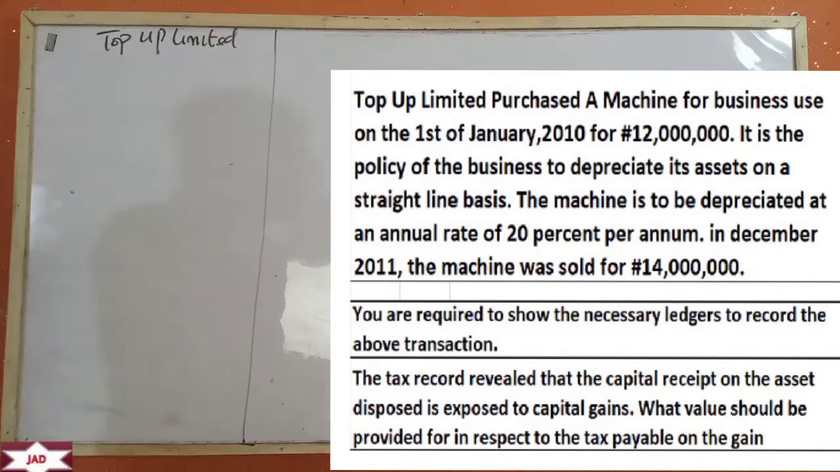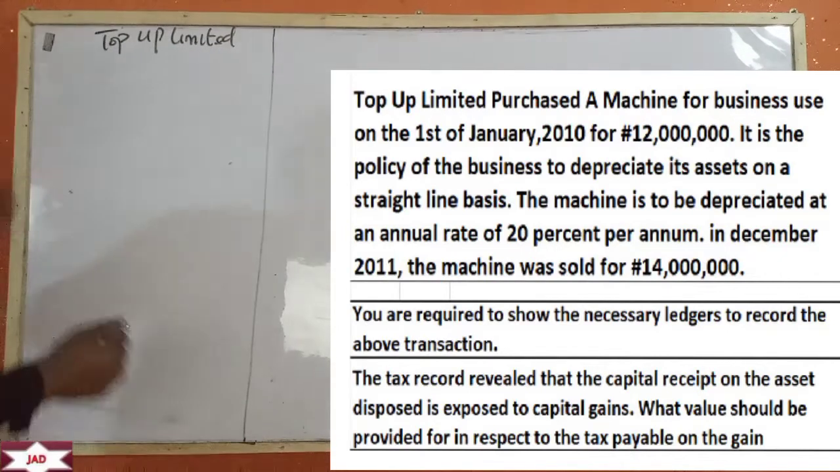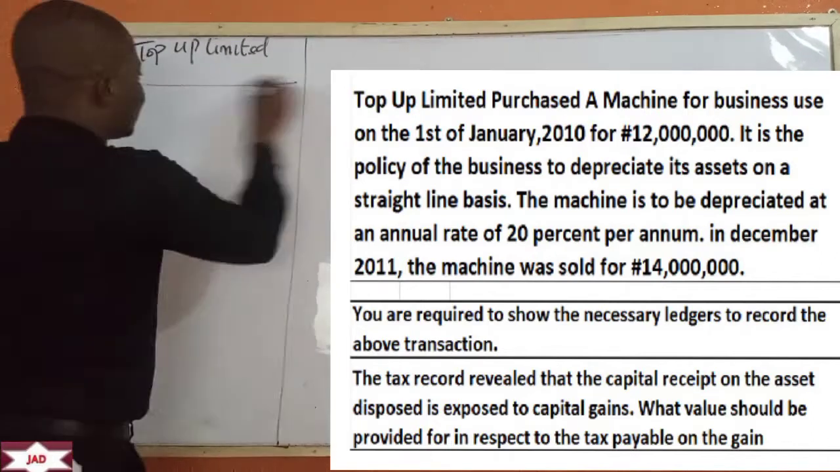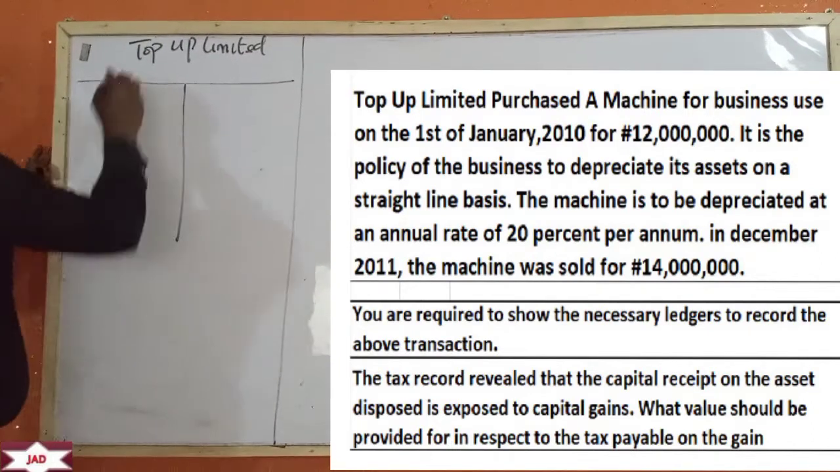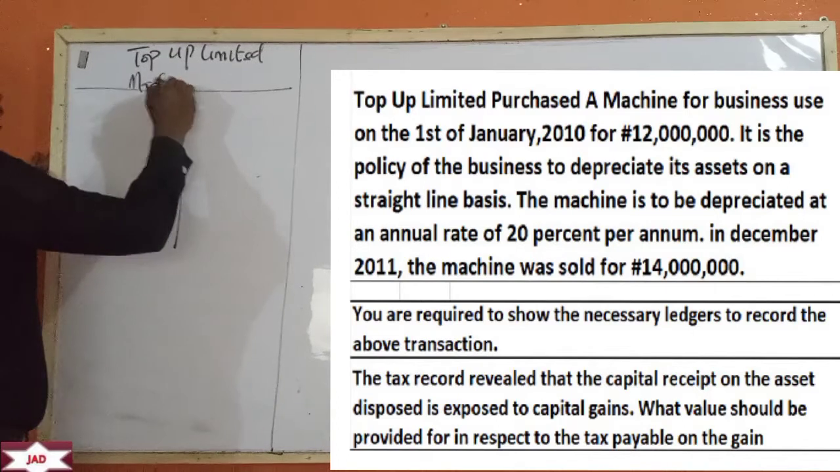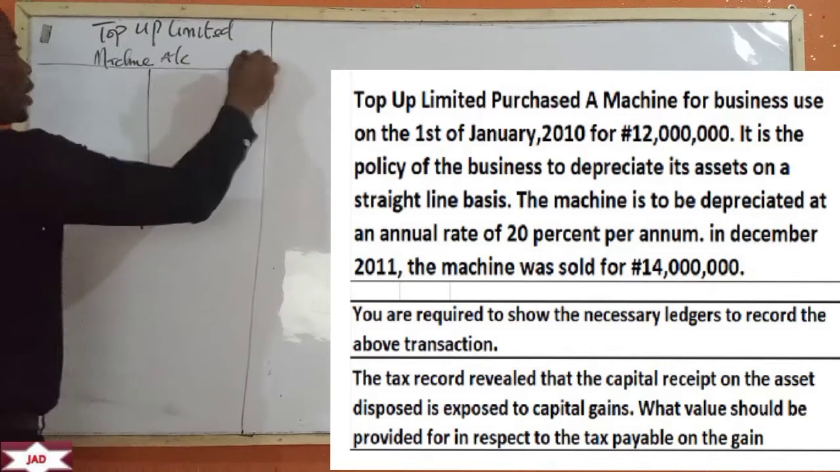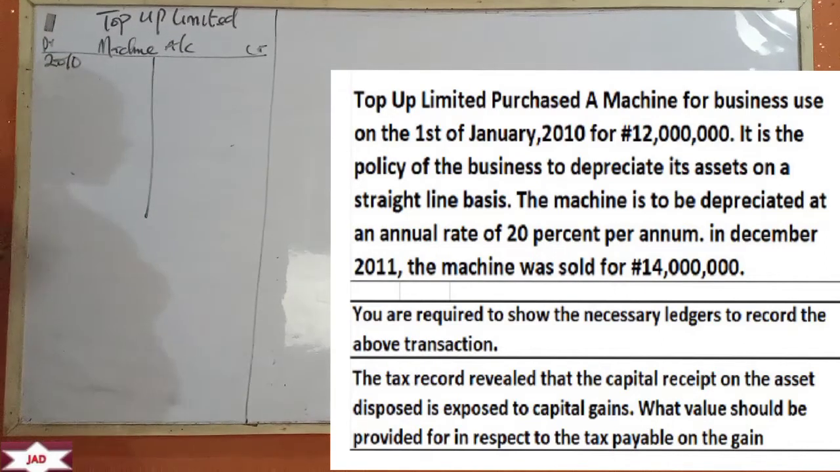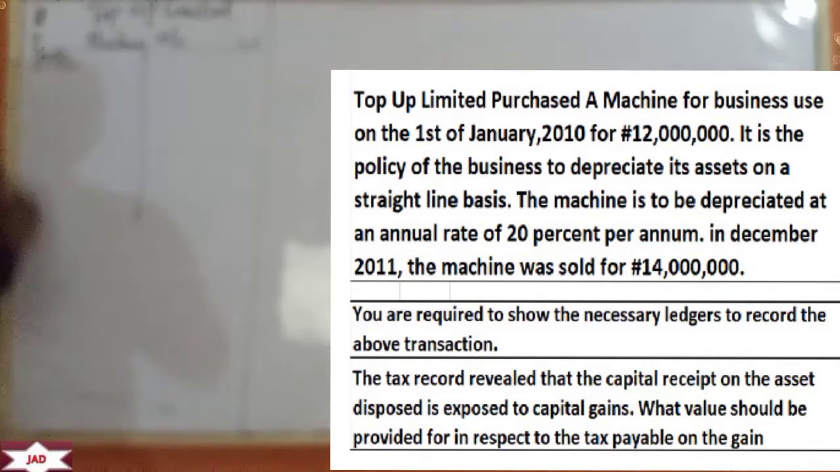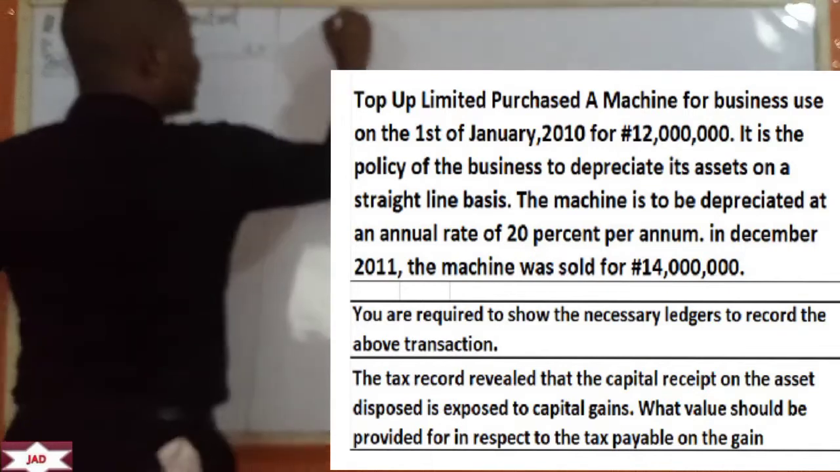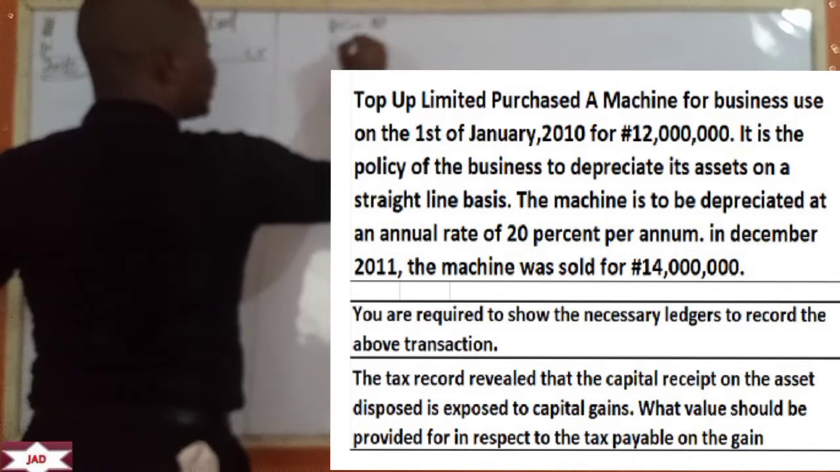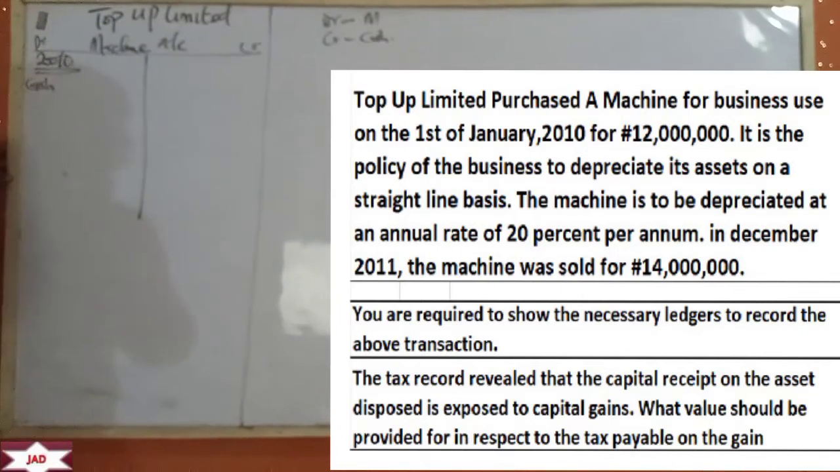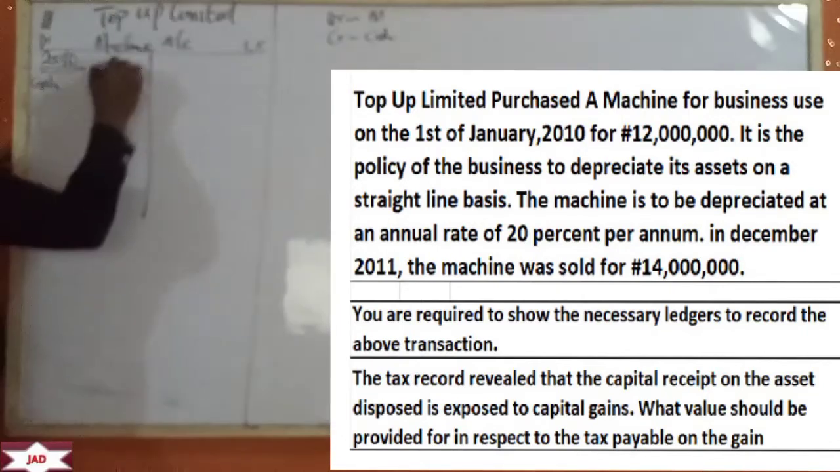So when you purchase a machine, what do you do? Of course, you're going to have to debit the machine account. So we say machine account. So we have credit, we have debit. So this is 2010, right? So of course you're going to have to debit machine, credit cash, right? So we have the cash, which is the cost here. Okay, so how much is that?